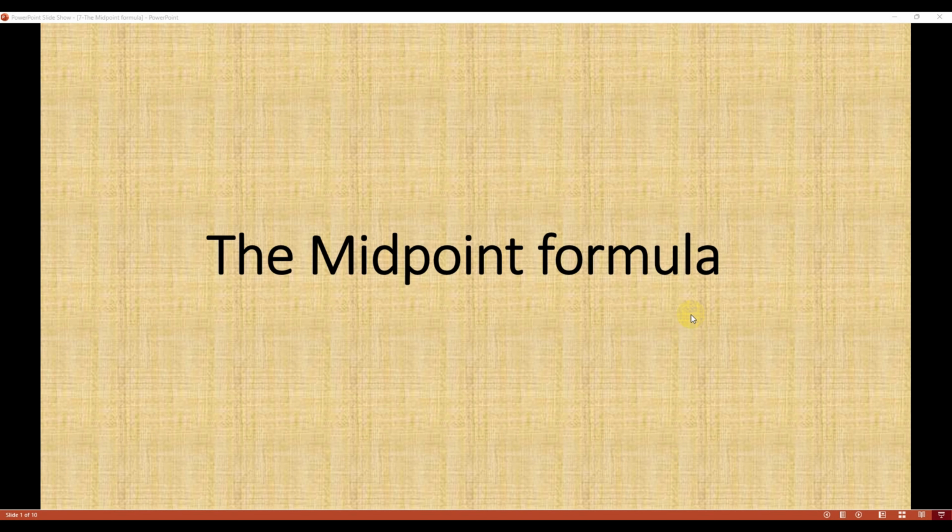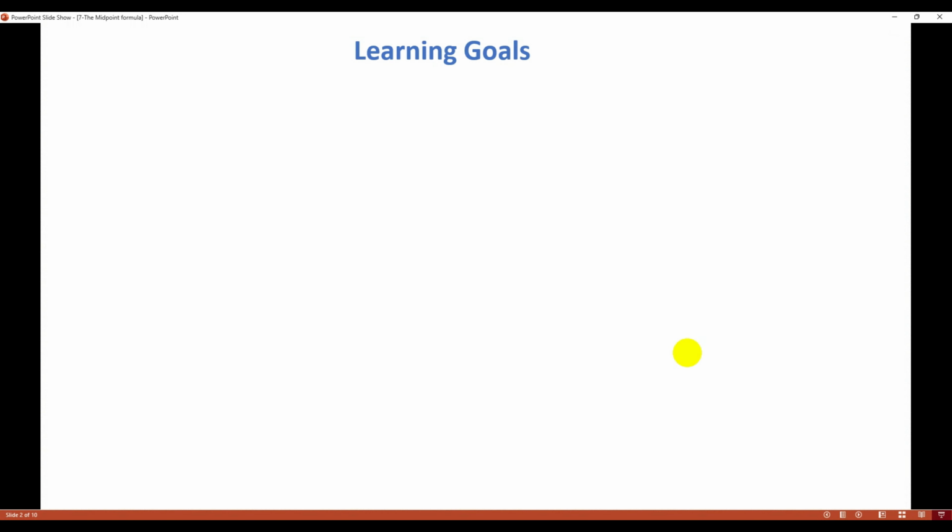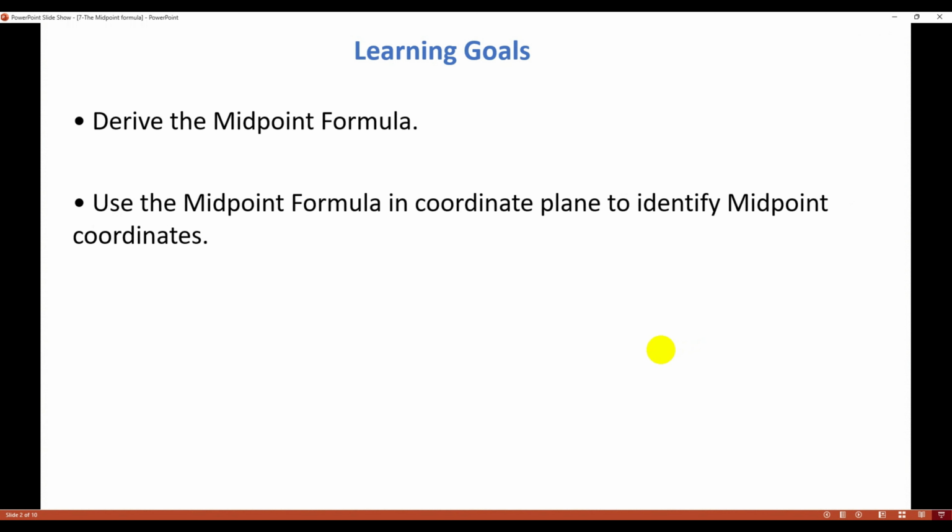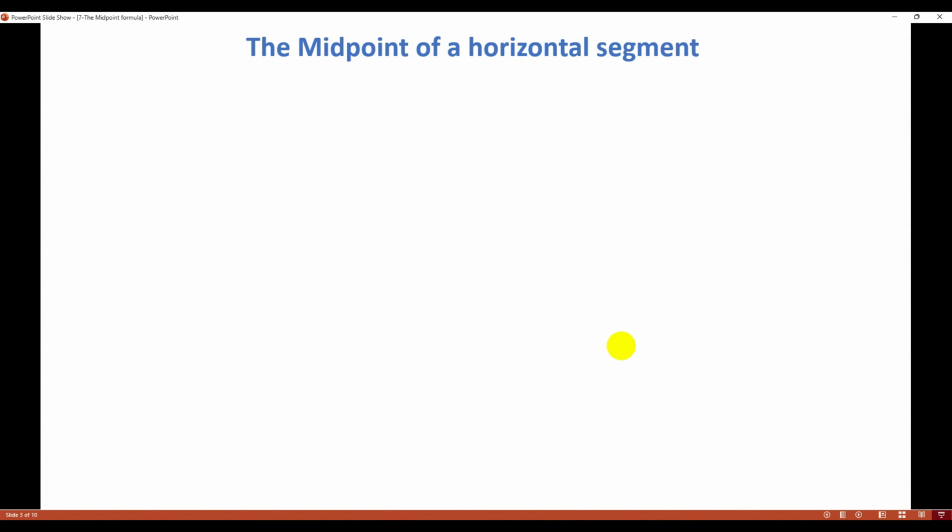Hello, in this lesson we will learn about the midpoint formula. The learning goals for this lesson are to derive the midpoint formula and use the midpoint formula in the coordinate plane to identify midpoint coordinates. The midpoint of a horizontal segment.